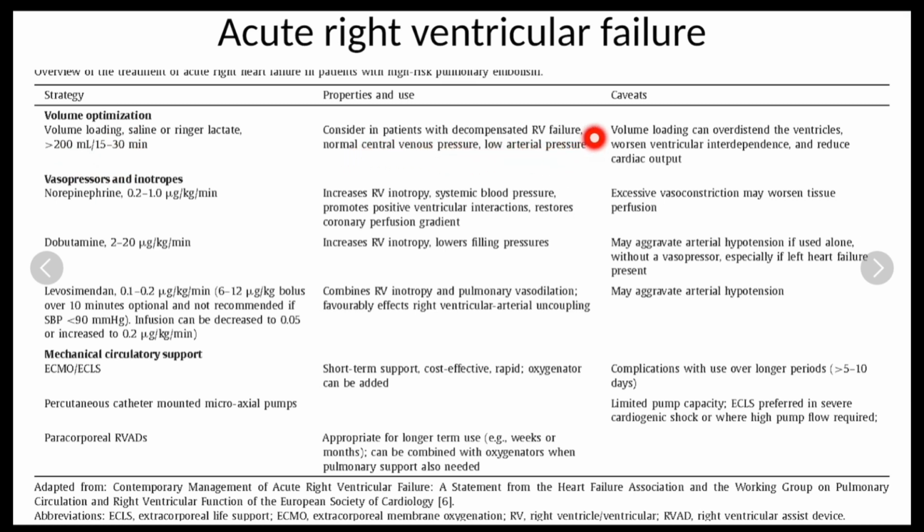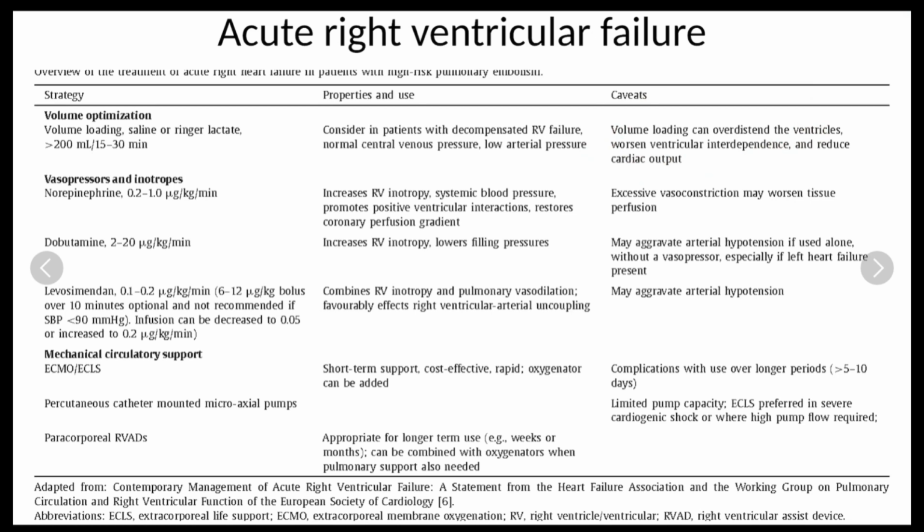We consider this in a patient with decompensated right ventricular failure, normal central venous pressure or low arterial pressure, then we should give this volume loading. But the disadvantage is that volume loading can overdistend the ventricles, worsen ventricular interdependence and reduce cardiac output. Very, very important. Then come vasopressors and inotropes. We will prefer norepinephrine at 0.2 to 1 microgram per kg per minute. Very, very important. Or dobutamine we can give at 2 to 20 microgram per kg per minute.